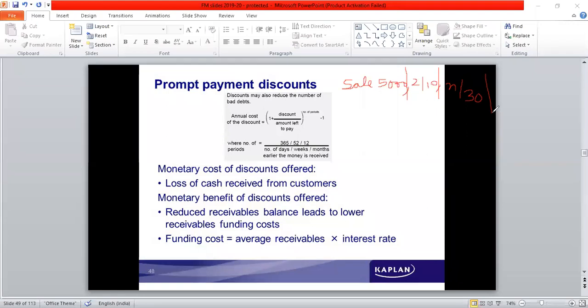So the fraction in between indicates the percentage of discount which they can avail if the payment is made before the credit period. So before that credit period, another period is mentioned. If they make the payment within 10 days, they can avail a discount of some percentage.